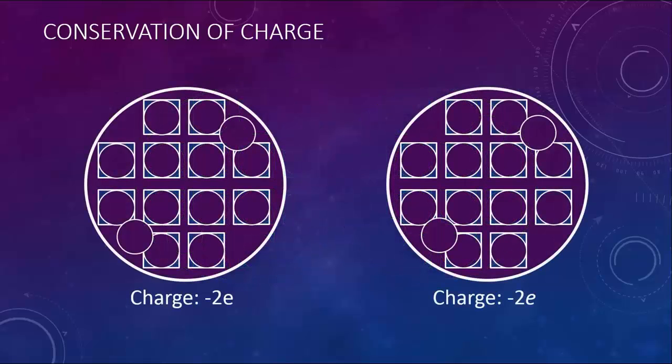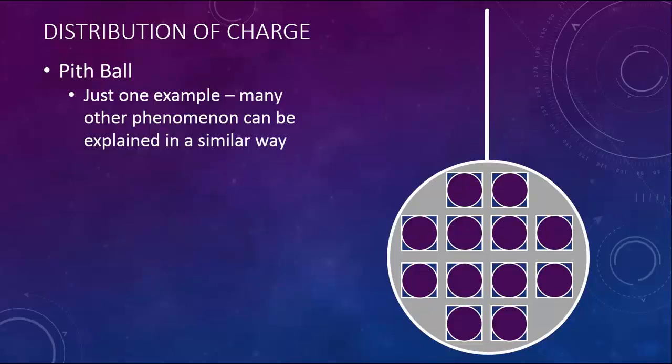To finish up, we now have 2 objects that each have a net charge of negative 2 elementary charges, and the total charge is still negative 4 elementary charges, just like we started with. Let's take a look at one more example to see how the distribution of charge within an object can affect its interactions with other objects.